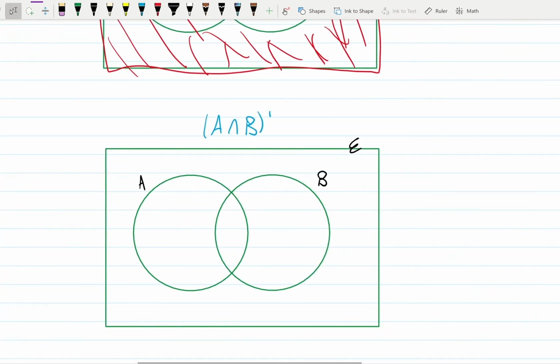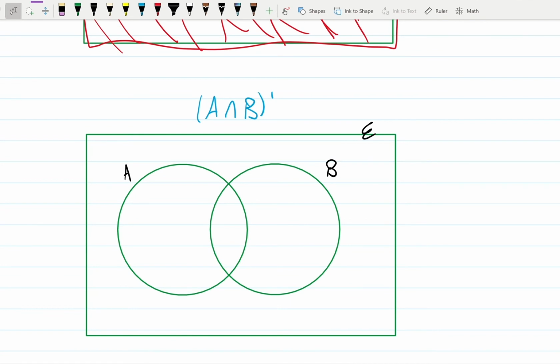So we have A intersection B complement. So again, I'm going to use black. Black is going to represent the expression within the parentheses, right? So we have A intersection B. So we're looking at elements that are both in A and B. So that's going to be this region right here, right? So that's A intersection B.